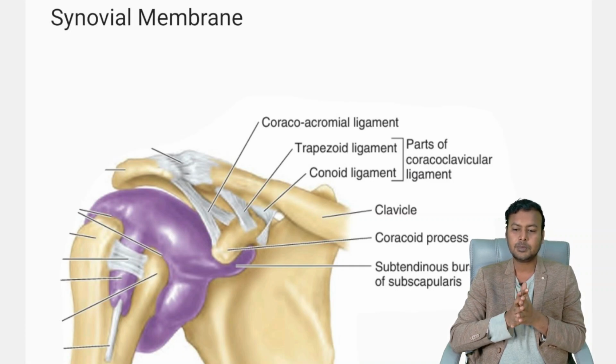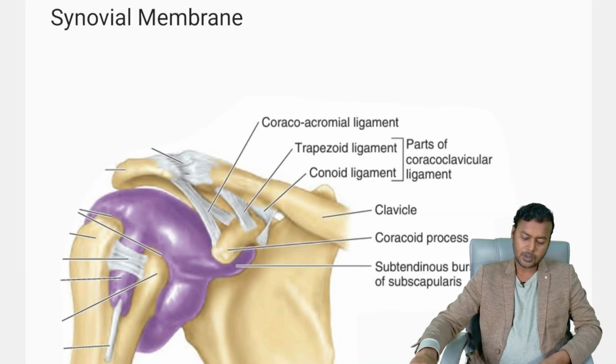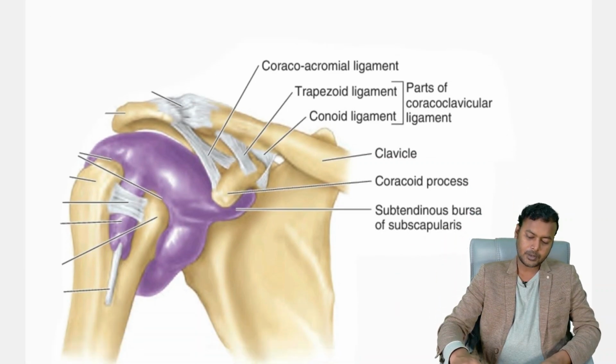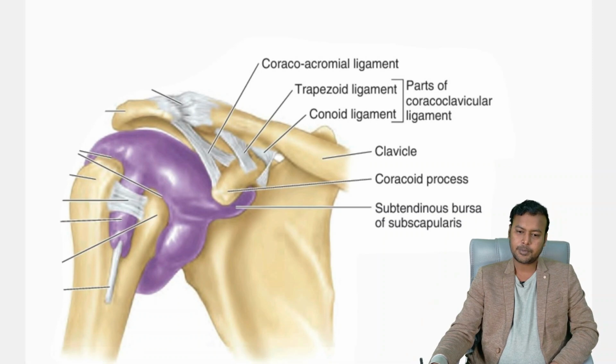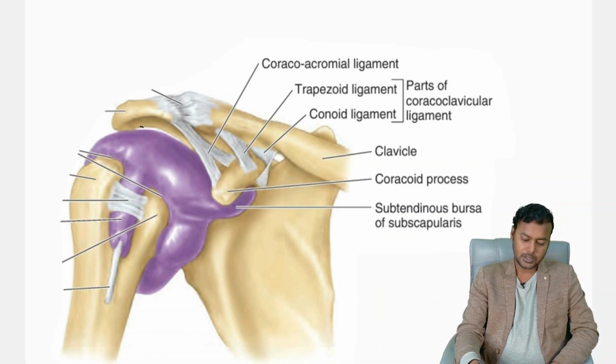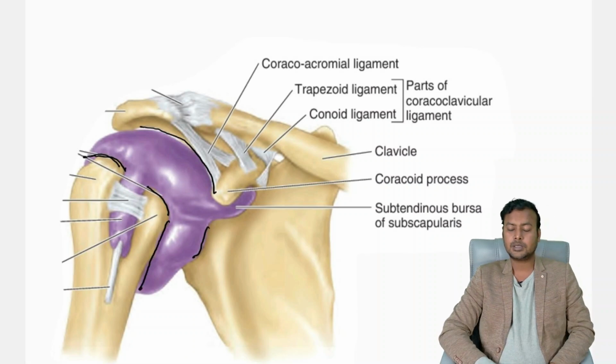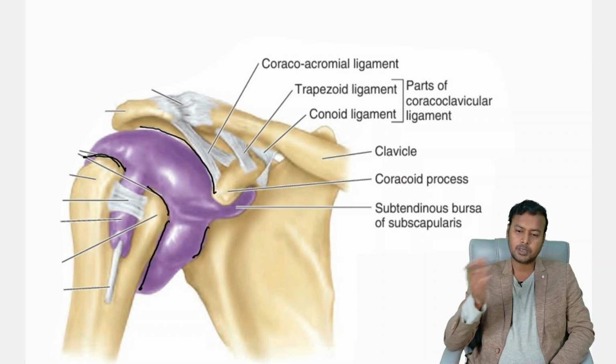The synovial membrane is attached to all the inner surface of the fibrous capsule. It is attached to the margins of the glenoid labrum. It is also attached to the anatomical neck of the humerus anterosuperiorly and along the surgical neck of the humerus posteroinferiorly. So it is almost covering the entire inner surface of the fibrous capsule.